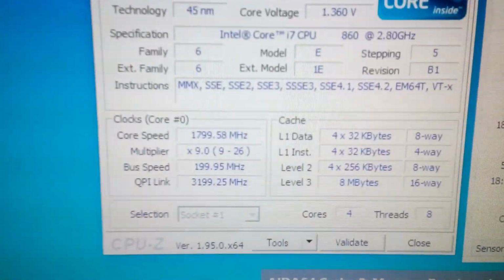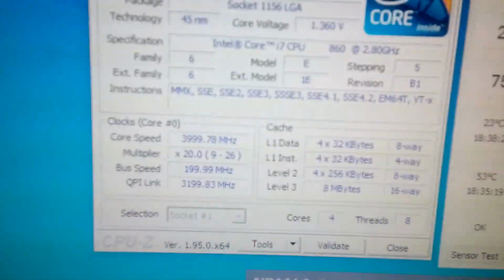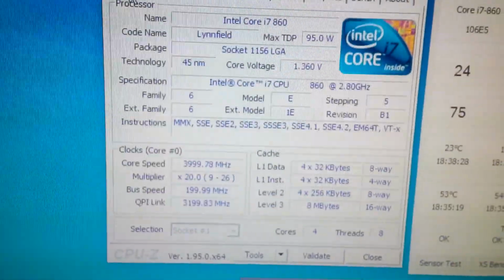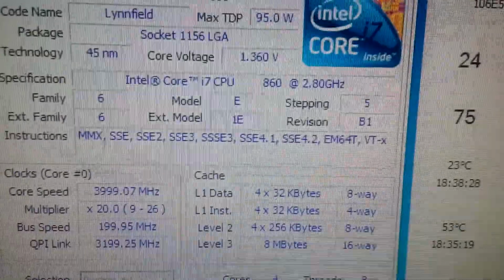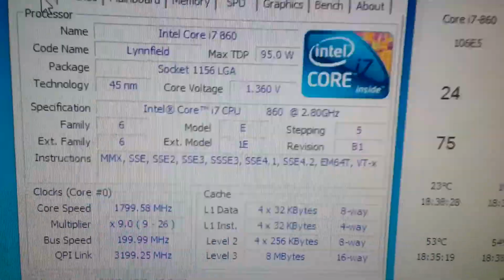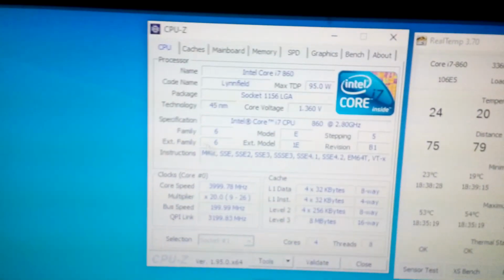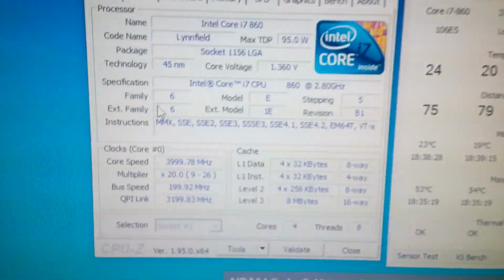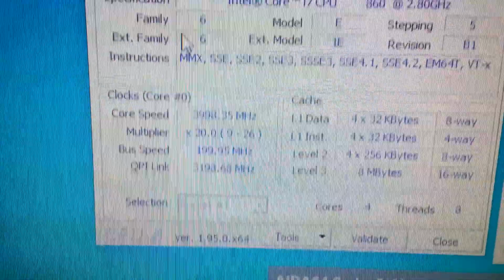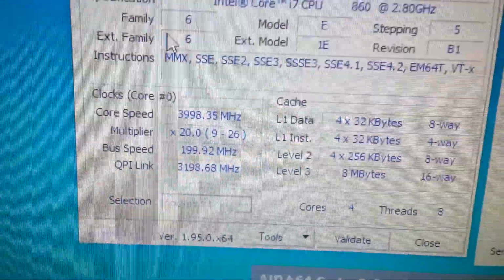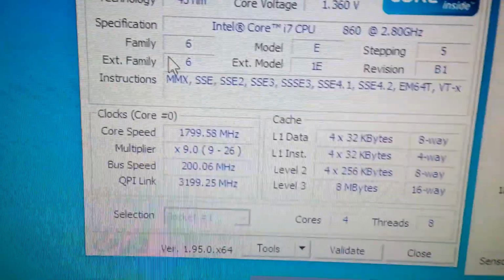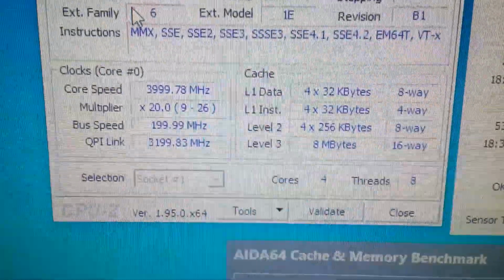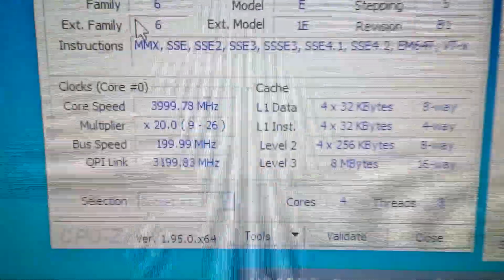the frequency. As you can see, we have the 4 GHz, 399.78. This is the frequency that I made. The voltage for the CPU is 1.360 volts, and I have not made any adjustments in the BIOS, except the multiplier I have set to 20 and the bus speed to 200, and that gives me exactly clean 4 GHz. The QPI link is 3200 right now.